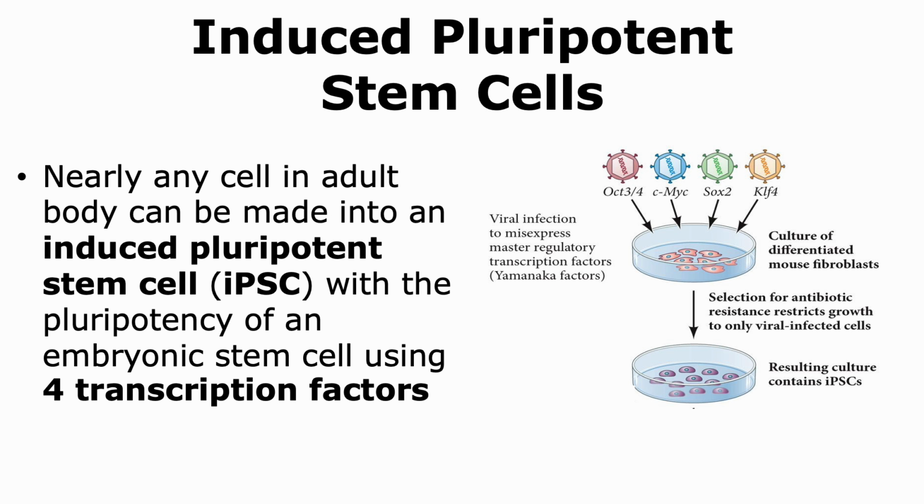Now, this is where the induced pluripotent stem cells come into play. Nearly any cell in the adult body can be made into an induced pluripotent stem cell that has the pluripotency of an embryonic stem cell by adding 4 transcription factors to these adult cells. So as shown in the figure, if 4 transcription factors like OCT3/4, c-MYC, SOX2, and KLF4 are introduced into adult cells, those cells can be induced to become pluripotent stem cells.